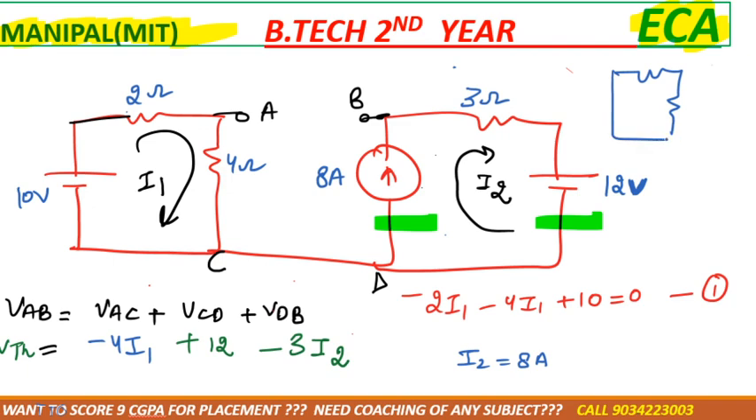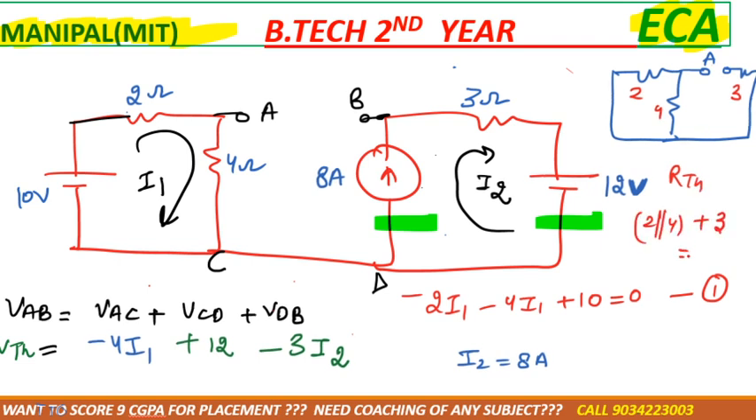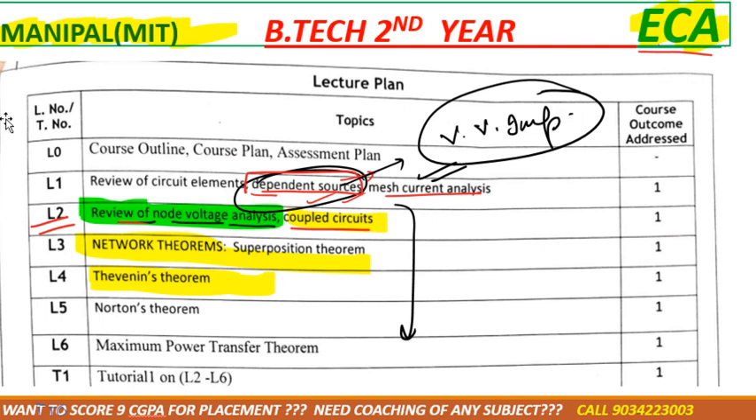2 and 4, again that is in parallel, and 3 is in series, right? So that would be RTH. 2 parallel 4 plus 3 is equals to RTH. Understood now? So see, we have covered two topics today, that is nodal analysis and the Thevenin theorem. Now you need to practice.